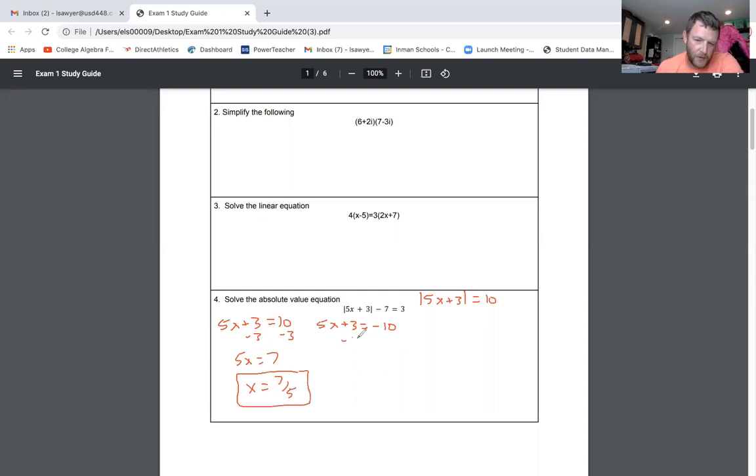Same thing on this one, -3. 5x is equal to negative 13. Divide by 5, x is equal to negative 13/5. That's it. Moving on.